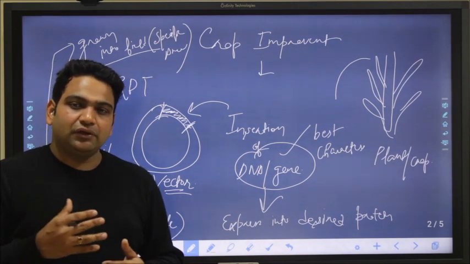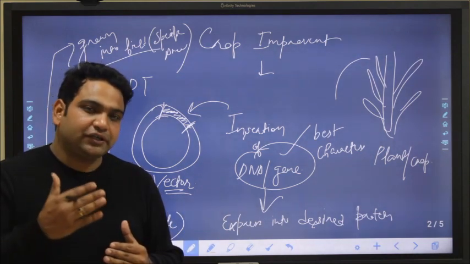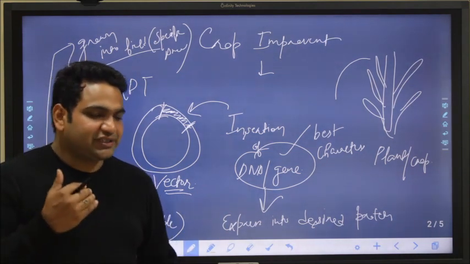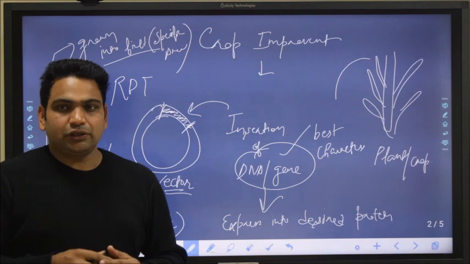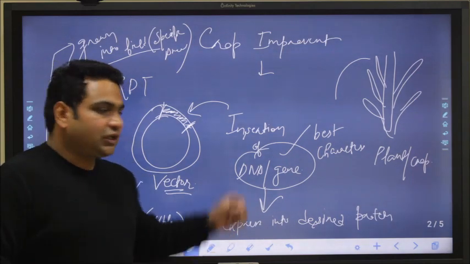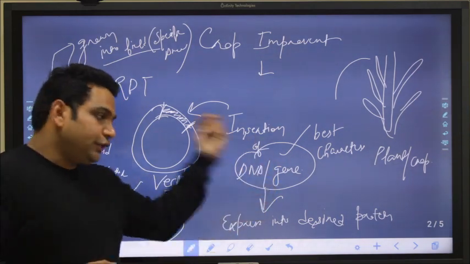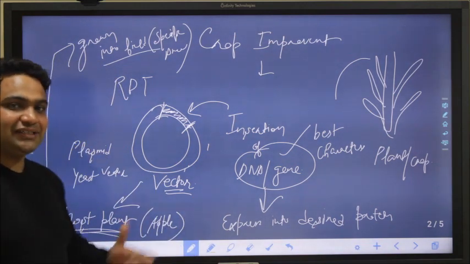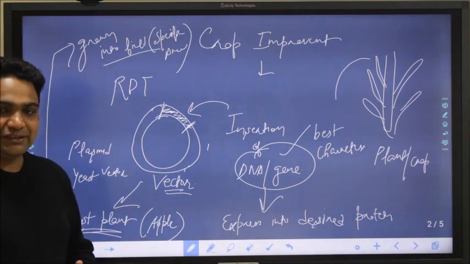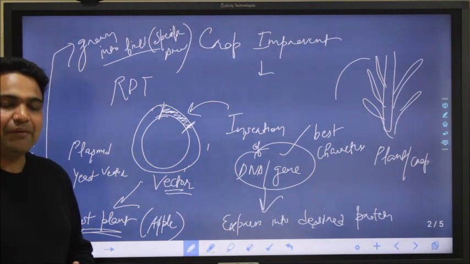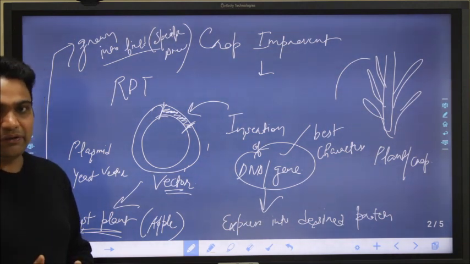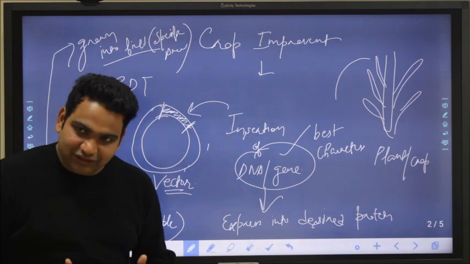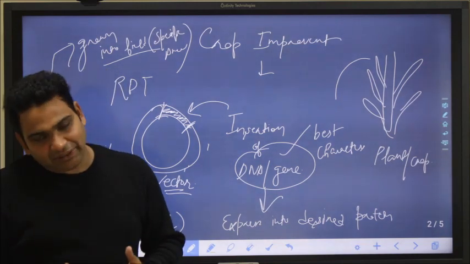Then we have used recombinant DNA technology, in which vectors play an important role. Through vector we have introduced a particular specific gene into that variety of apple. Now that variety is grown, and the next step is multiplication. When we got the variety with the specific characters, the next step is multiplication.